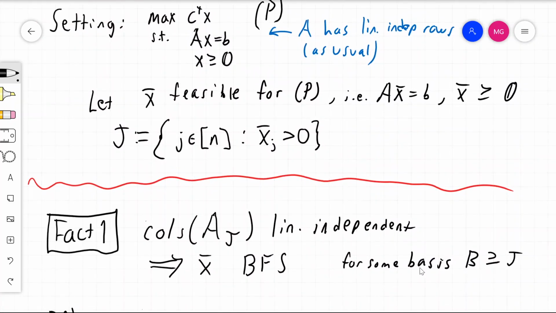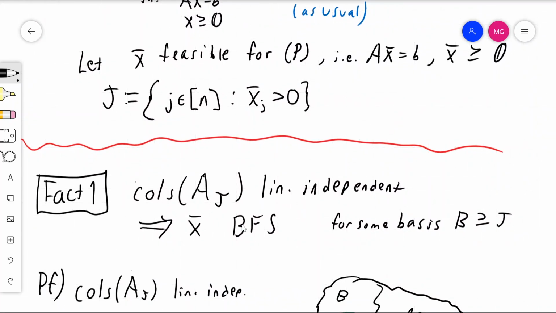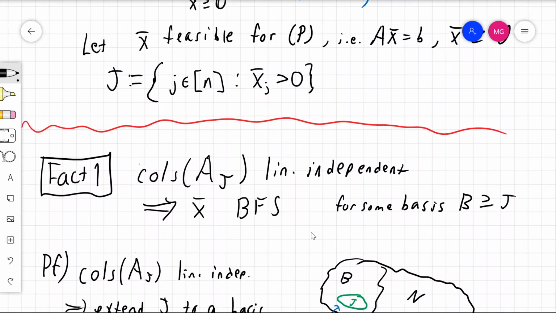The first fact about this set is that if the columns of the submatrix indexed by J are linearly independent, then already x bar is a basic feasible solution. We don't know for what basis, but for some basis, and that basis definitely contains all of the indices J. So we'll already be done in that case.